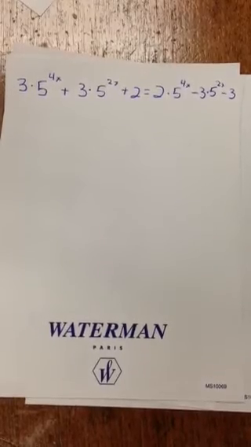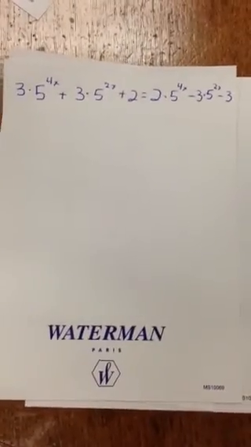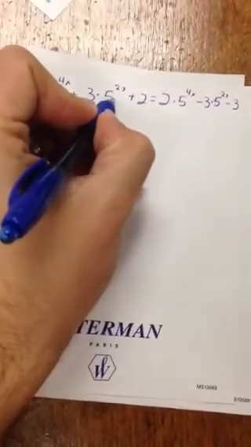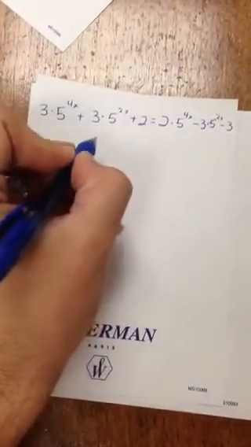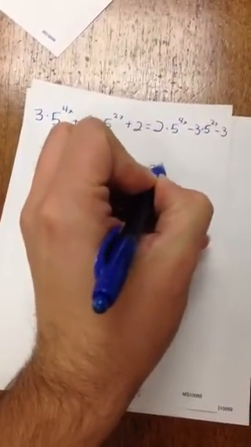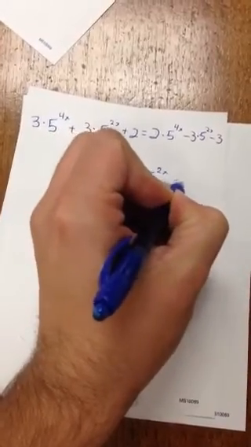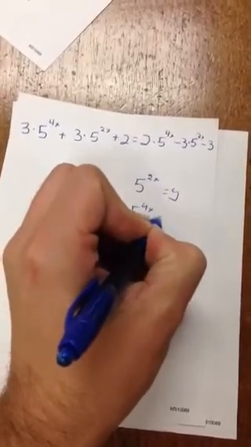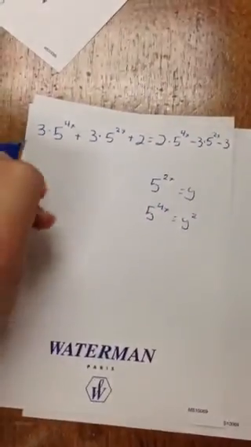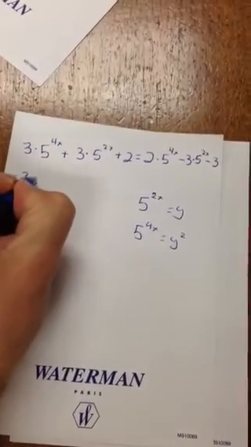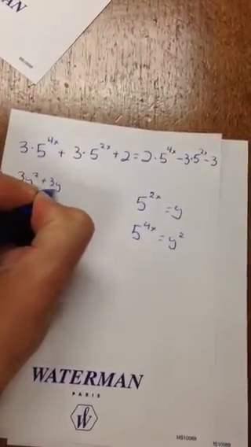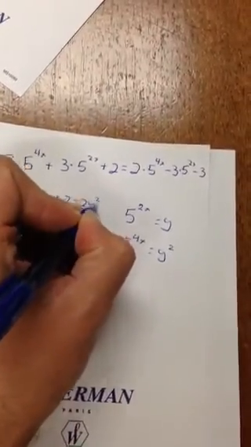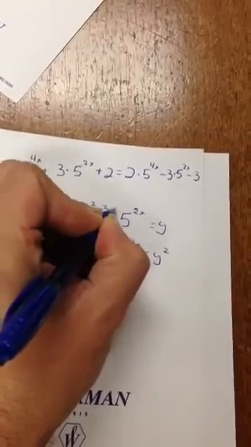How we can solve this is once again with substitution, which makes this much easier. 5 to the power of 2x is easiest replaced as your other variable. We'll call it y. I know we called it a earlier. That makes 5 to the power of 4x y squared. So here you have 3y squared plus 3y plus 2 equals 2y squared minus 3y minus 3.